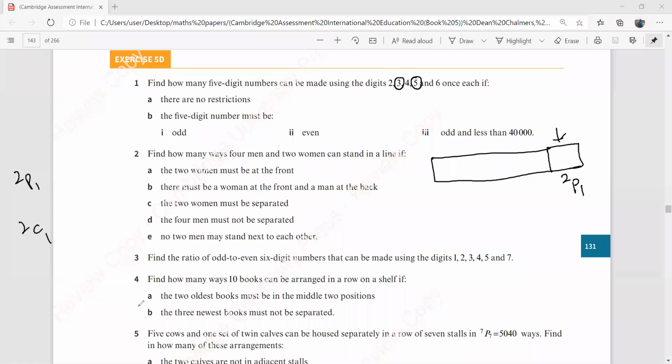Remember, 2p1 or 2c1 mean the same. Like choosing one from two, or then arranging it, it is the same. So 2p1 or 2c1, you can write whatever you want. So now, you can have either a 3 or a 5 over here. So any one of those two digits has been fixed here. How many digits are we left with now? Answer 4. So you can write here 4p4 or you can write 4 factorial. So that is 4 factorial times 2p1.